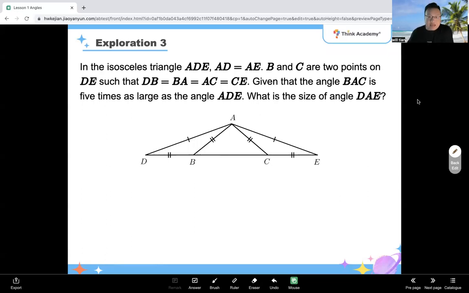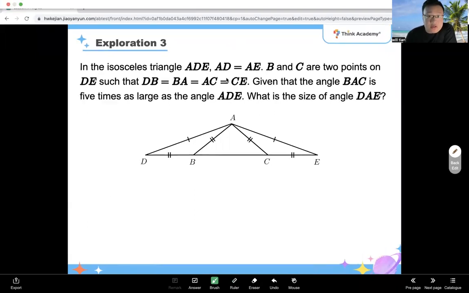So we know that AD equals AE. That means angle D equals angle E. So these two equal each other. So when you get two angles with the same size, you can use the same letters to represent that. I like to use X. Of course, you can use A or B or whatever you like. Okay, I like to use X. So this will be X as well because they equal each other.